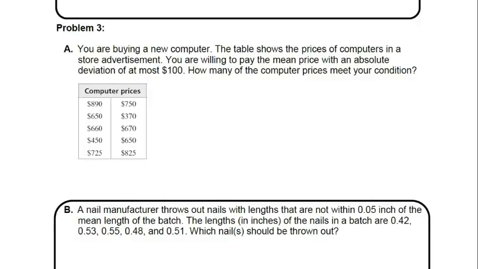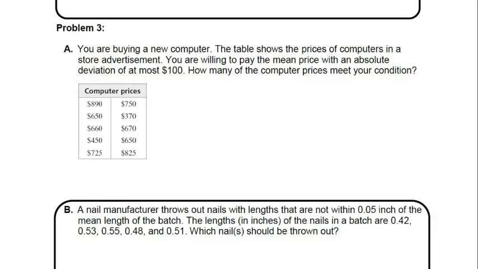Alright, so this is chapter 1.5, problem number 3. It reads, you are buying a new computer. The table shows the prices of computers in a store advertisement. You are willing to pay the mean price with an absolute deviation of at most $100. How many of the computer prices meet your condition?